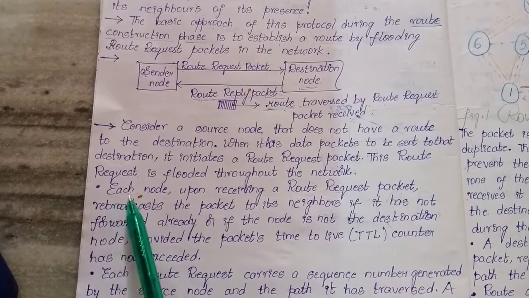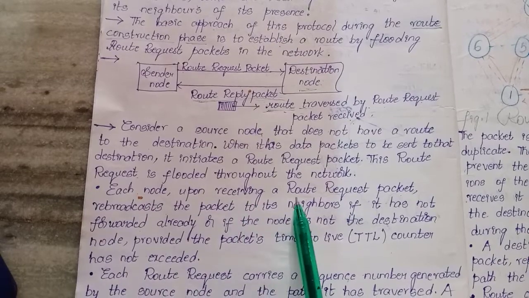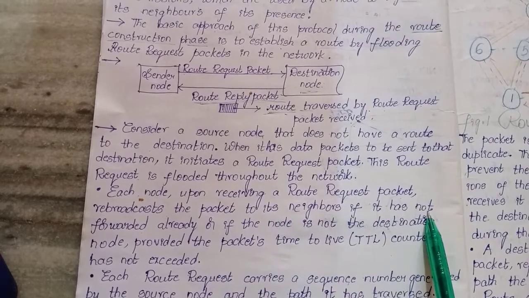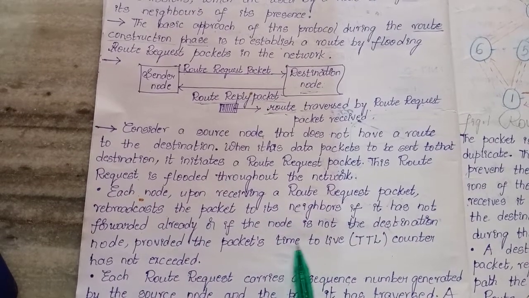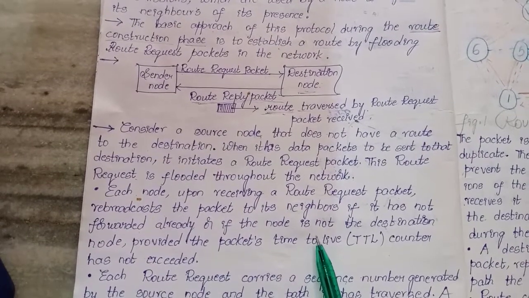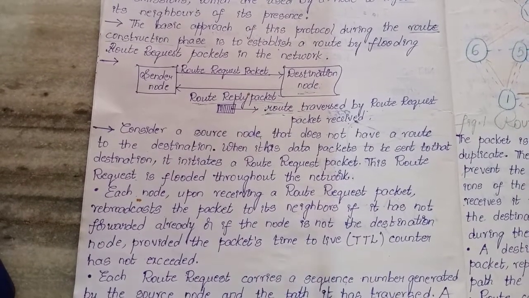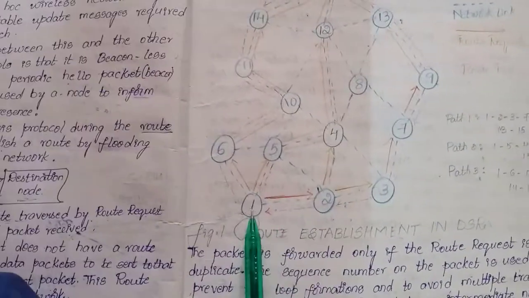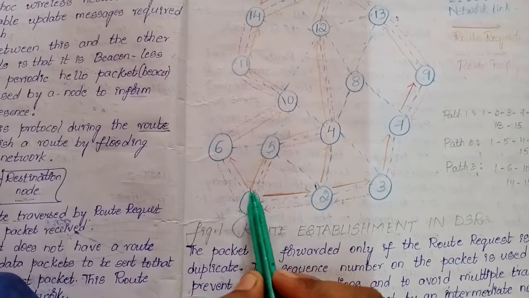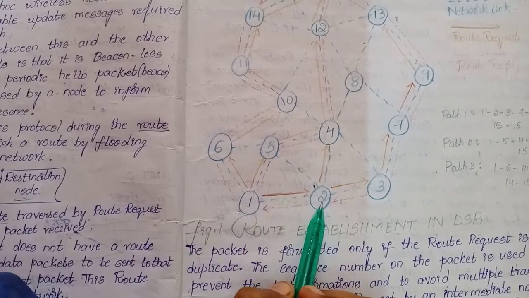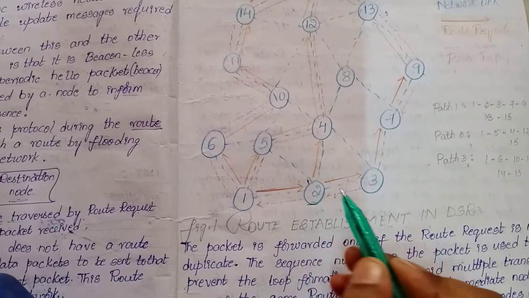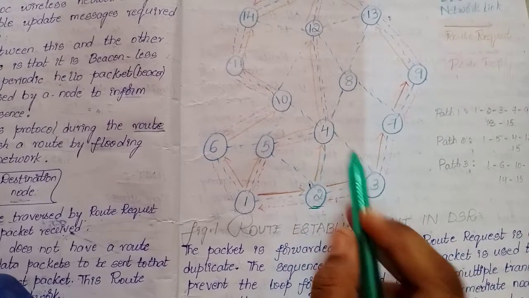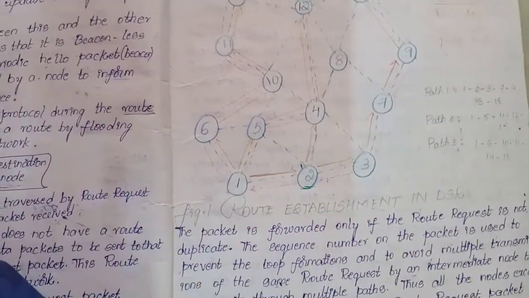As I have told you earlier, each node, upon receiving a route request packet, rebroadcasts the packet to its neighbors if it has not forwarded already. Means the neighboring nodes, I mean the intermediate nodes, will just do the same procedure as the source node. I'll tell you with this example. See, here the node 1 has flooded the route request packet to its neighbors 6, 5, 2 nodes, right? Here the node 2 will flood that route request packet to its neighbors 3 and 4. This is the procedure they will follow in this protocol.